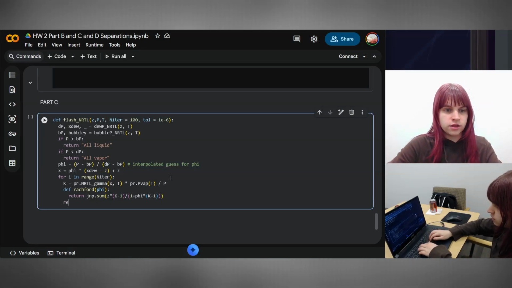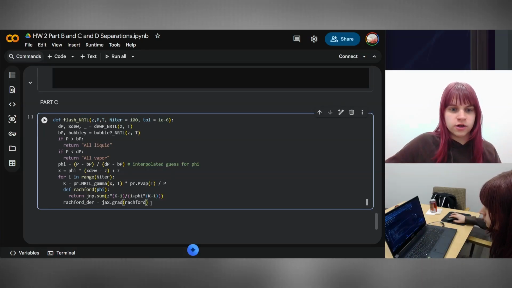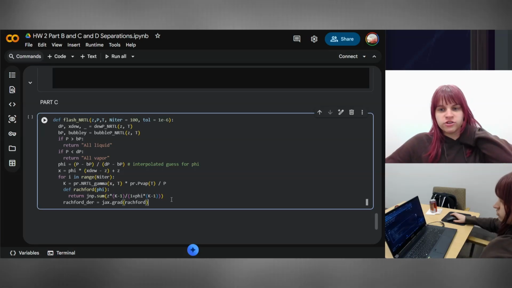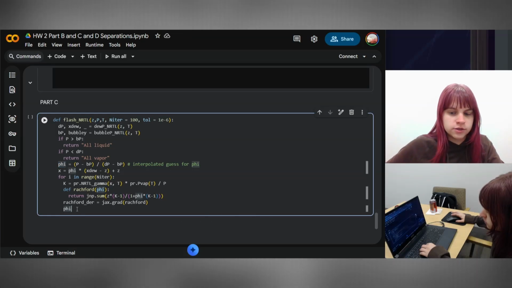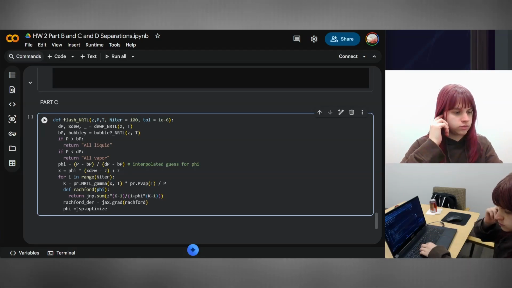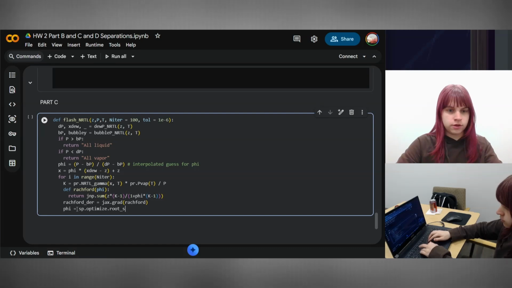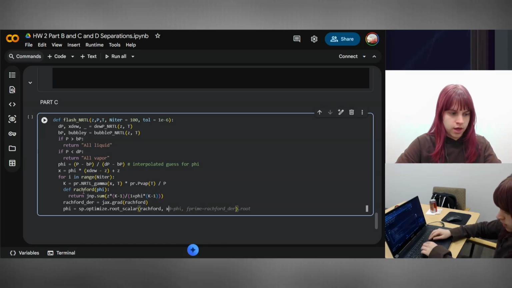Then we are going to get the Rachford derivative, and that's going to be jax.grad of Rachford, and this is going to use the JAX automatic differentiation that we've been using. And we're going to reset this phi to optimize.root_scalar. We're doing our Rachford, x0 is equal to phi.